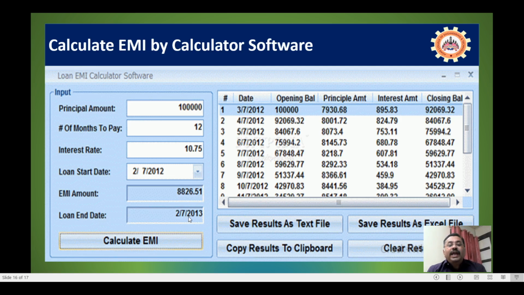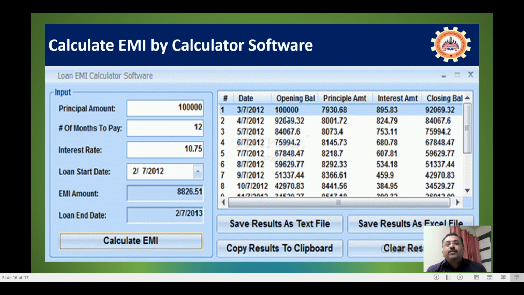8,826.51 will be the EMI amount that he has to pay. The loan end date is 2/7/13, that means exactly 1 year from that time, that is 12 months it will be calculating. So how exactly it shows the calculation, I have shown you here. On the first month, you are starting on 2/7 and 3/7.